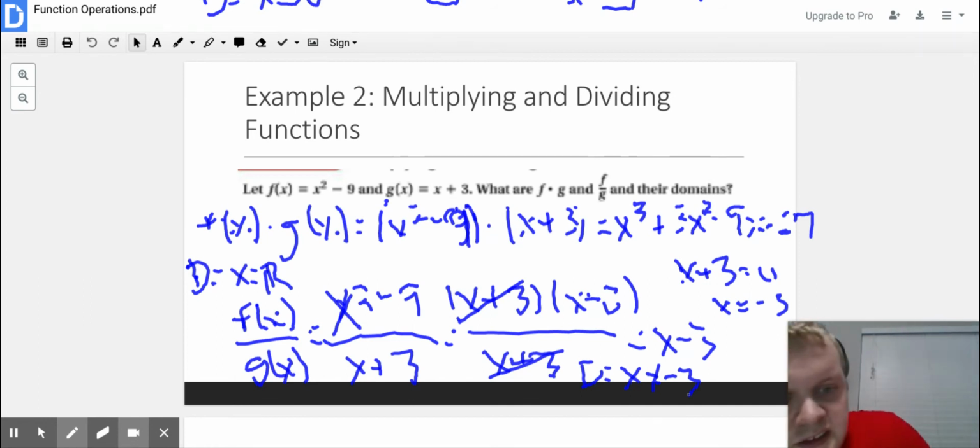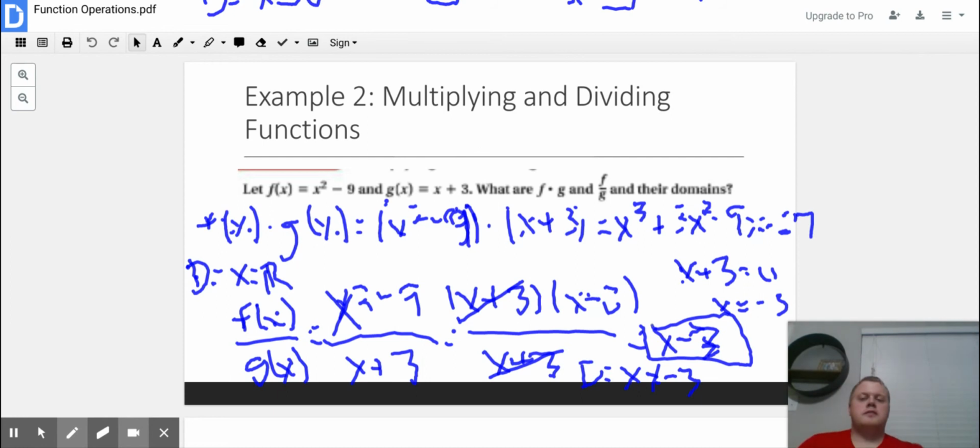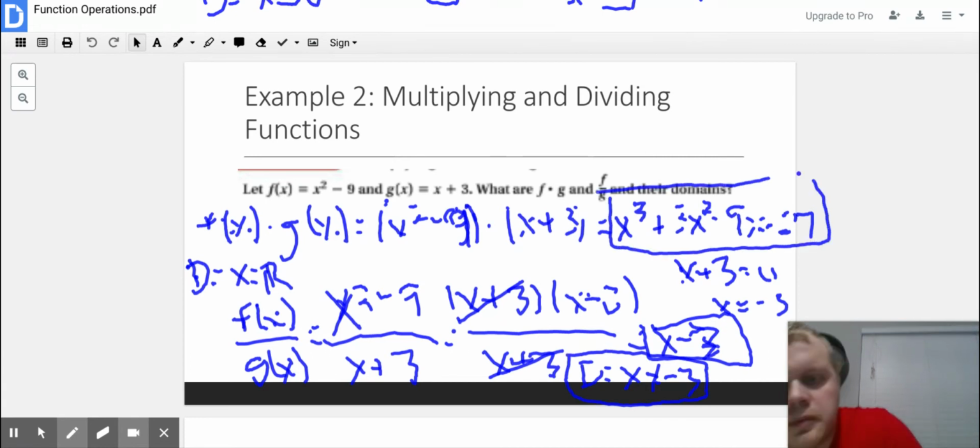But in simplified terms, x minus 3 is our answer. So those are your two answers for the division. And this one was the one for multiplication right here, where your domain was the set of all real numbers.